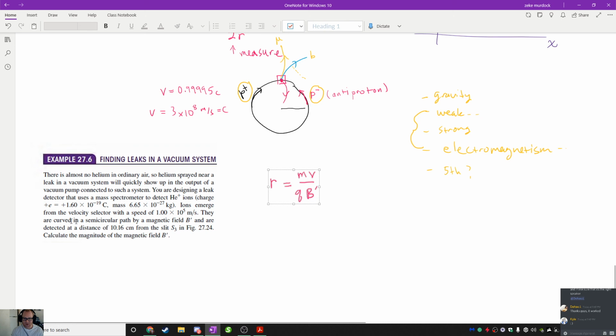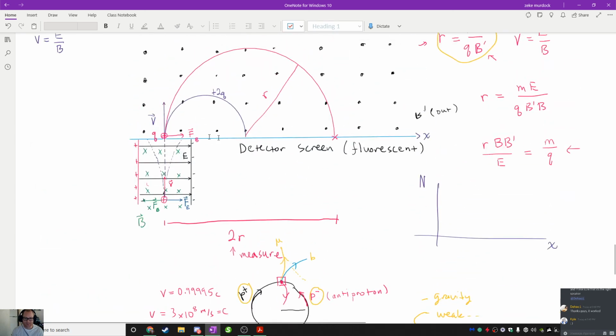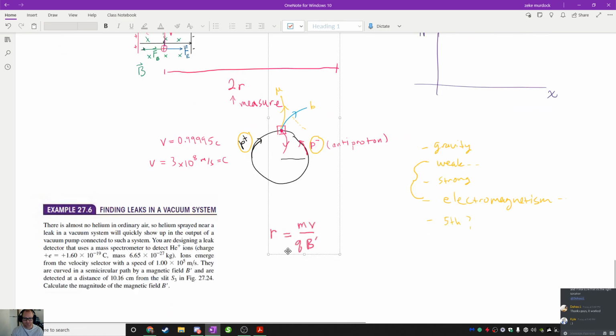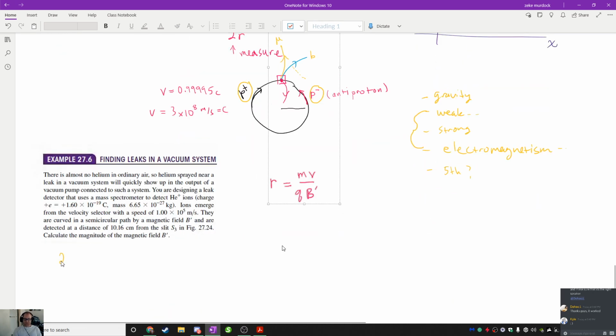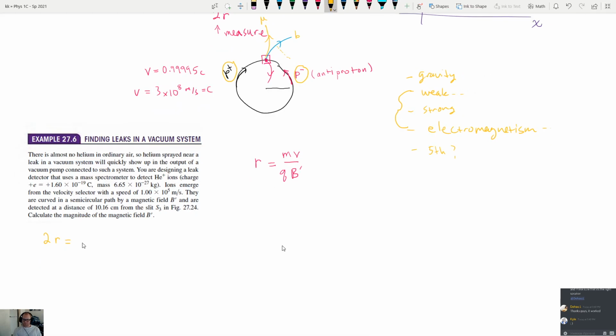Now it says that they are curved in a semicircular path and are detected at a distance of 10.16 centimeters from the slit. Let's figure out what that is. That's this distance right here. It's 2r. So the value they give us is 2r, which means 2r is equal to 10.16 centimeters, which is 0.1016 meters. So r is half of that, which should be 0.0508 meters.